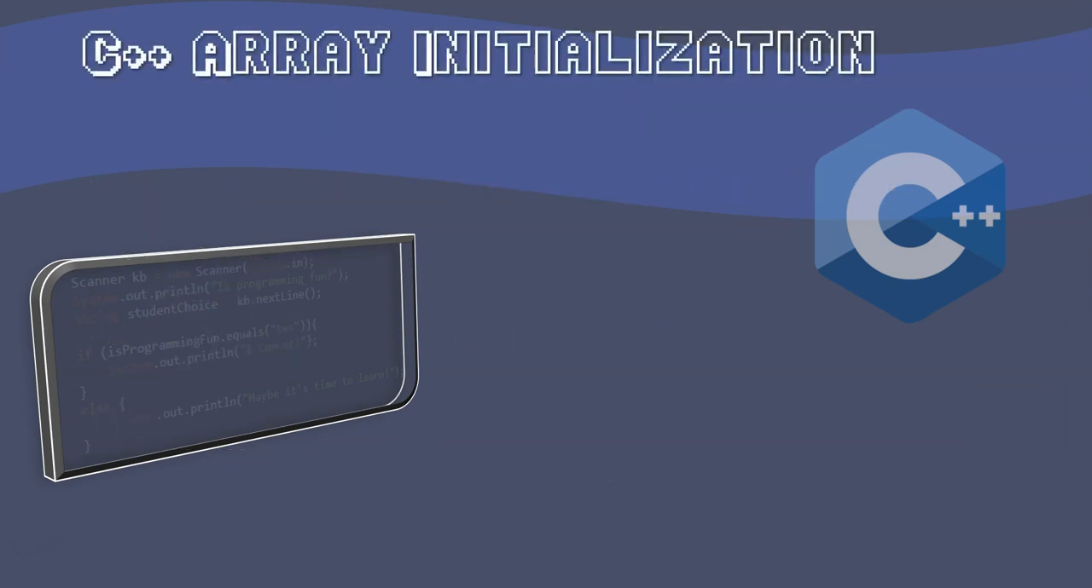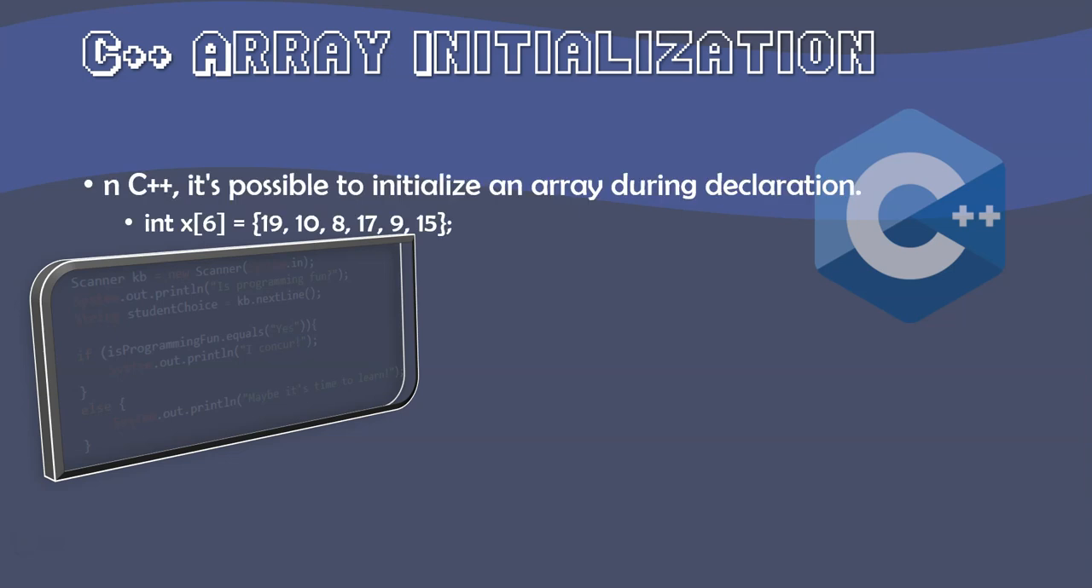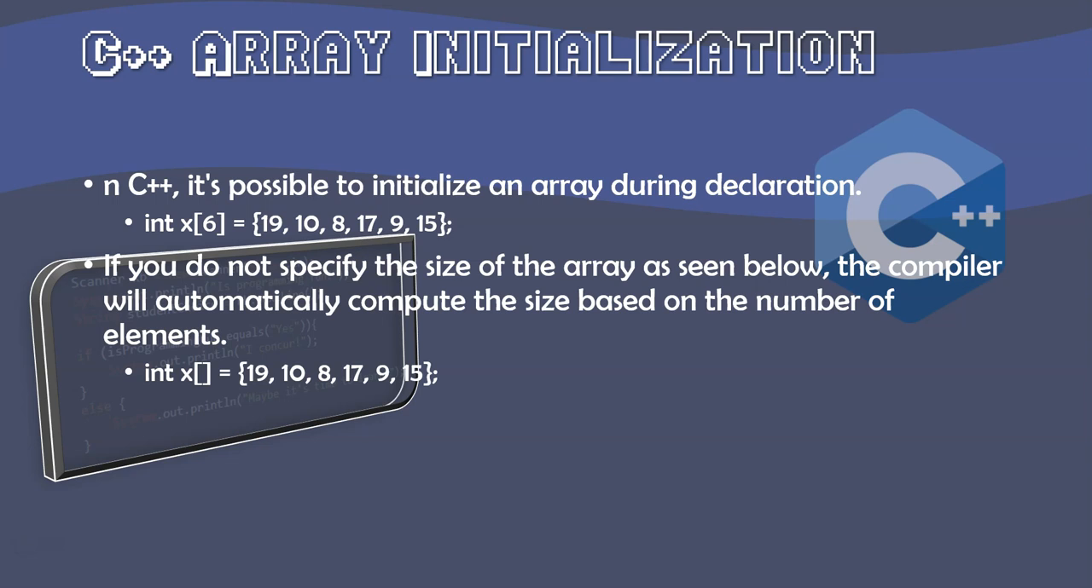Now, when we start talking about array initialization in C++, it's possible to initialize an array during a declaration. So, for example, I can say int x[6], and I can set it to 19, 10, 8, 17, etc. I can give it a size value right off the bat. However, if you don't specify the size of the array, as we see here, the compiler will automatically compute the size of the array based upon the number of elements. So if you just say int x, and then you just plug elements in, it's going to assume that that array is exactly the size that you're providing.